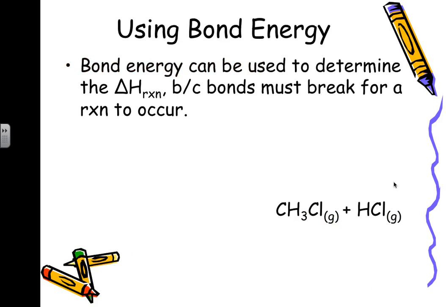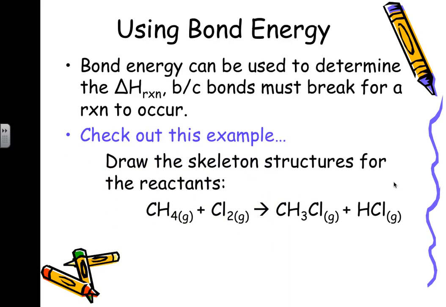Cool. All right. Man, animations are a bit goofy today. My apologies. Okay, so using bond energy. It says here, bond energy can be used to determine the change in enthalpy of the reaction because bonds must break for a chemical reaction to occur, right? I mean, we're not going to start off and end with the same stuff. We rearrange the atoms. So since bonds break, and we know that heat is either evolved or absorbed, we are going to be able to use that to our advantage and figure some delta H values. So we're going to do this example together, and you're going to see how it works, okay?